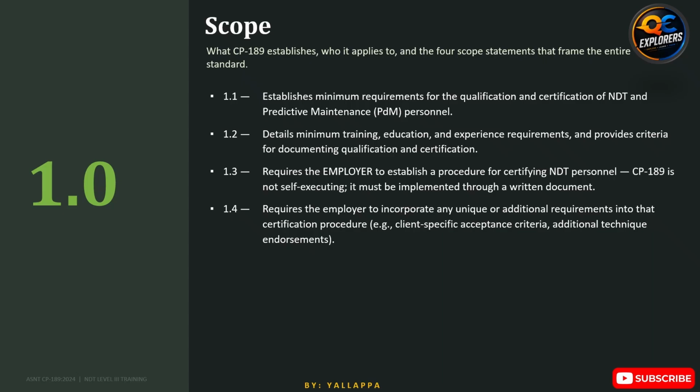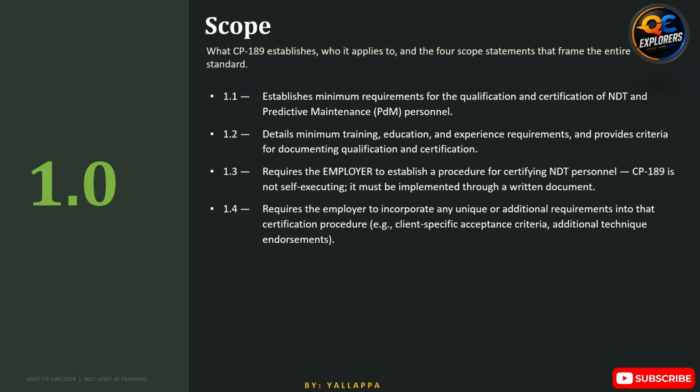This ensures that certification is based on objective evidence rather than personal judgment. Clause 1.3 requires every employer to develop and maintain a written certification procedure. This is one of the most important requirements in CP-189 because the standard itself cannot be implemented unless the employer establishes a documented certification program.